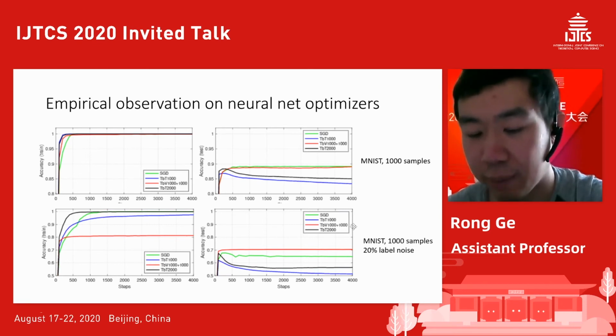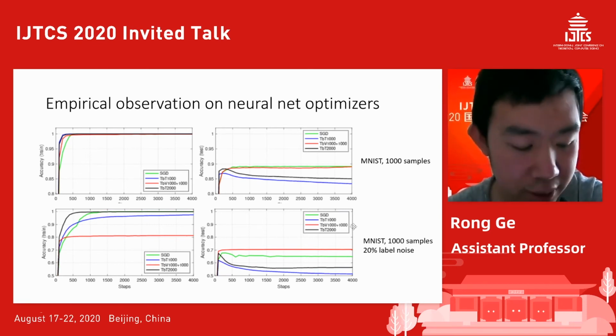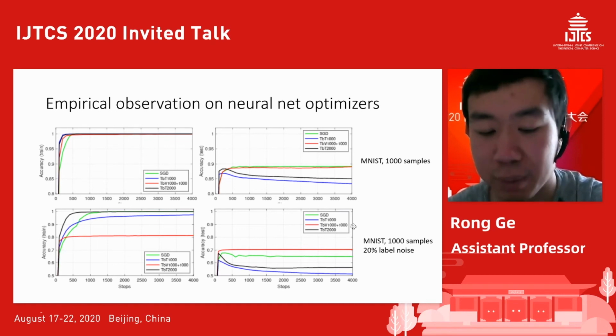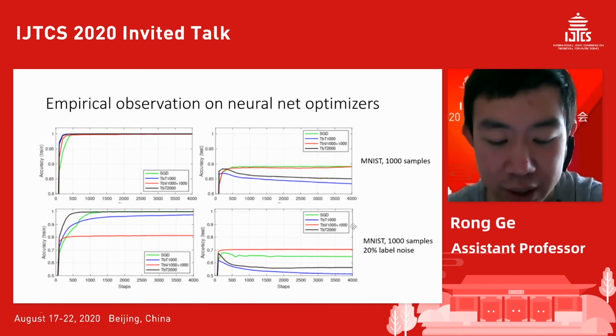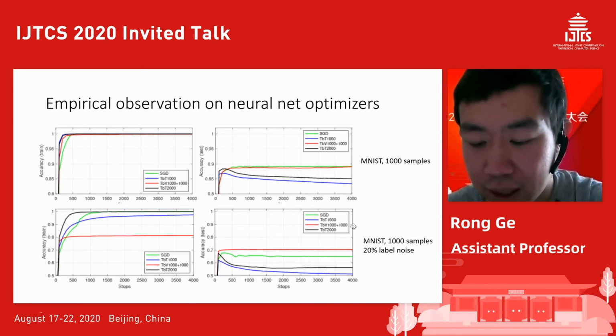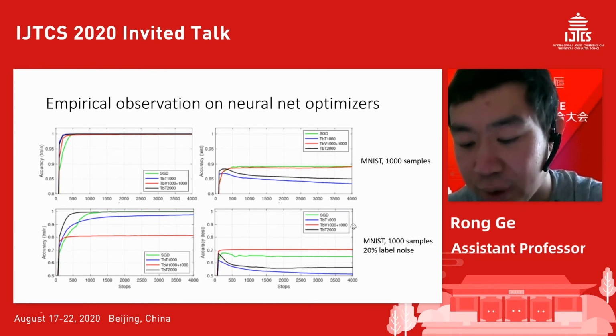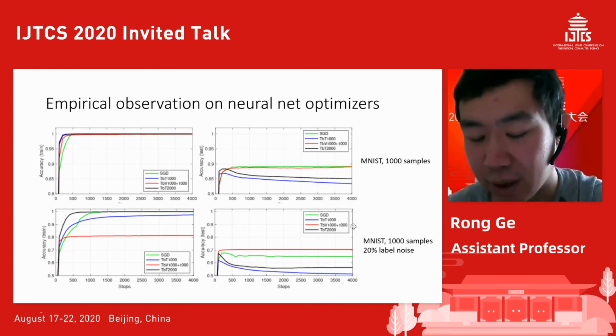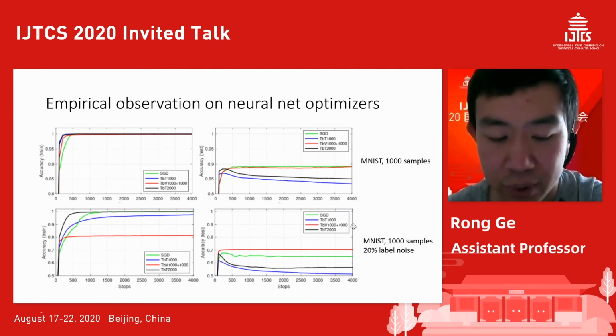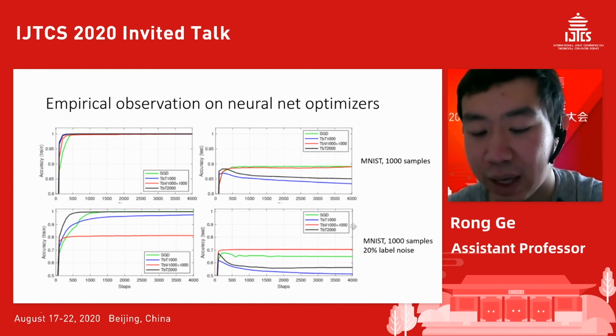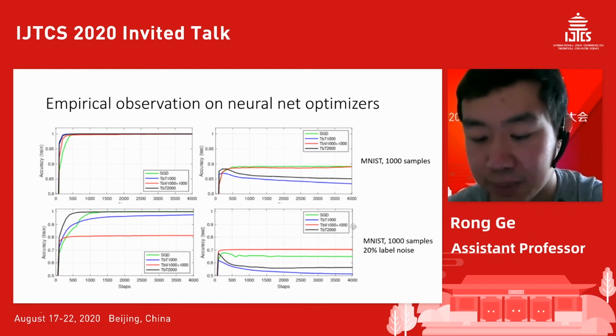So in the bottom figures, we added 20% label noise to the MNIST dataset. And as you can see here, in this case, even stochastic gradient descent, the green curve, starts to overfit, and the train-by-train curves overfit even more. On the other hand, the train-by-validation approach still gets a reasonable test accuracy.